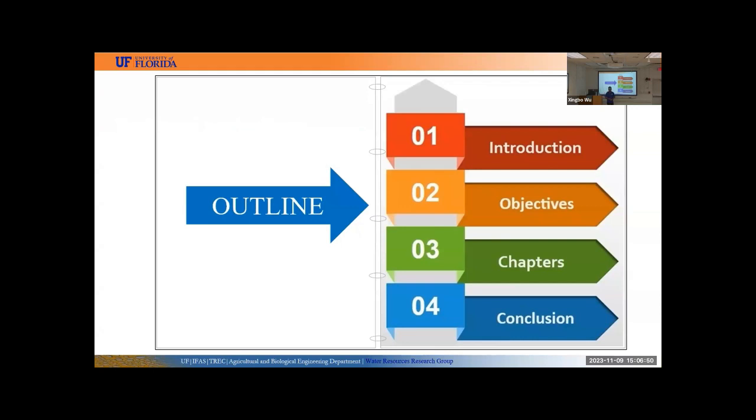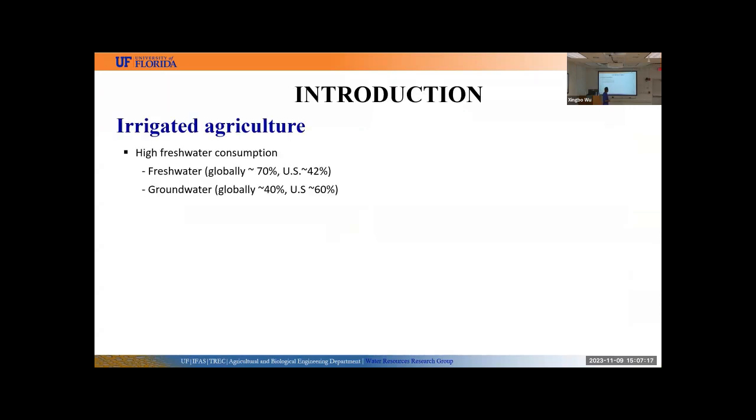This presentation has 4 sections. In the first section, I'll talk about the general concepts, problems, and hypotheses related to our research project. In the second section, I'll talk about the main and specific objectives of our research project. In the third section, I'll talk about each chapter of my research project. And finally, I'll conclude by giving some remarks on the key findings of our research project. With that, I'll go to the introduction.